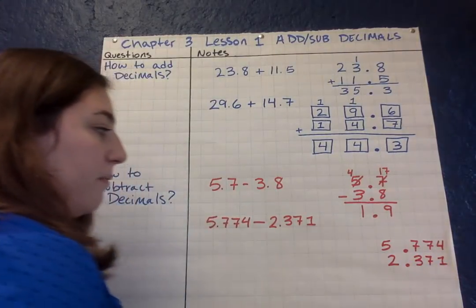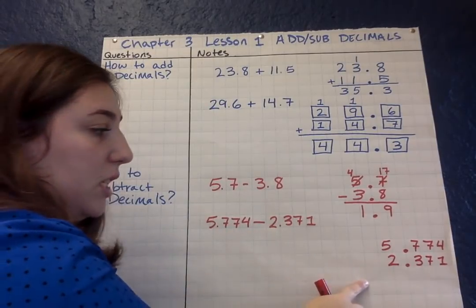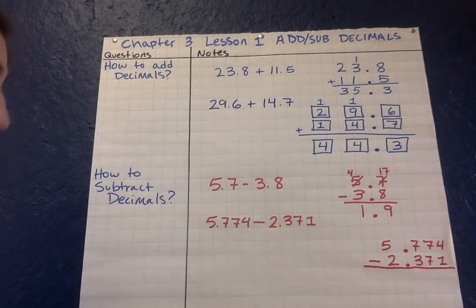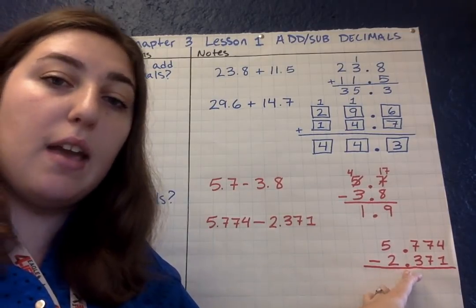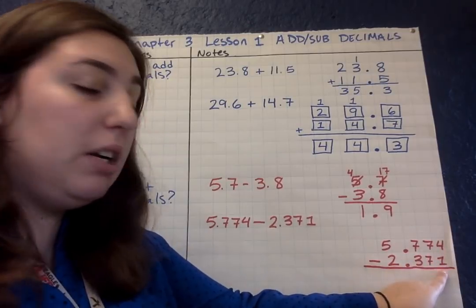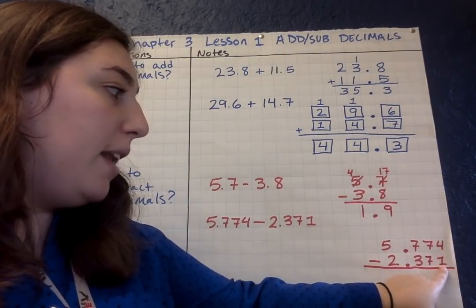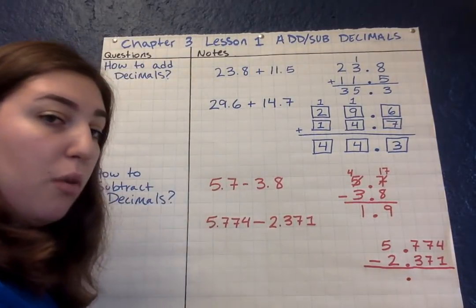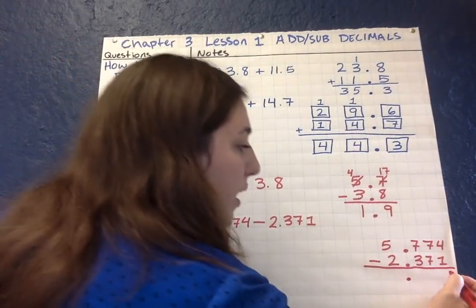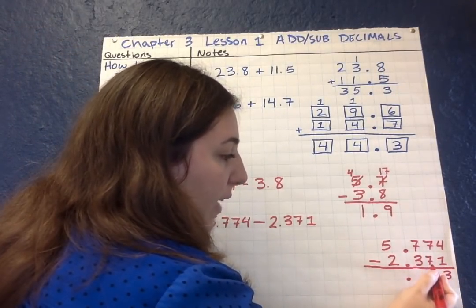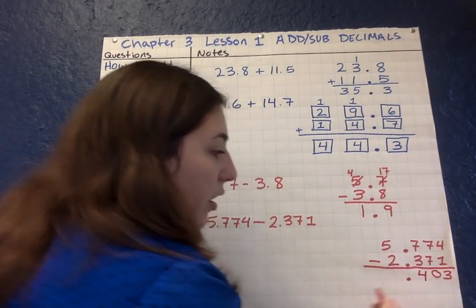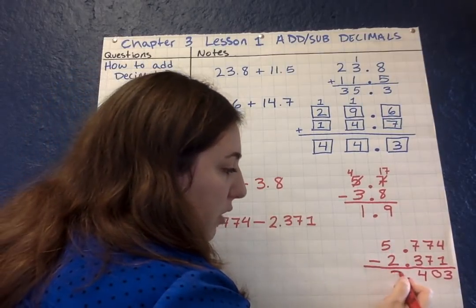Don't forget the 2 in front. Okay, so I just rearranged how this looks so it's easier to subtract. All right, so now I'm just going to subtract like normal. Just because my decimal is all the way over here, it's okay. Don't get confused. I'm just going to start at the very end again. So I'm going to start with 4 minus 1. But before you do that, I would also place your decimal right here so you know where it is. Okay, so 4 minus 1 is 3. 7 minus 7 is 0. 7 minus 3 is 4, and 5 minus 2 is 3.